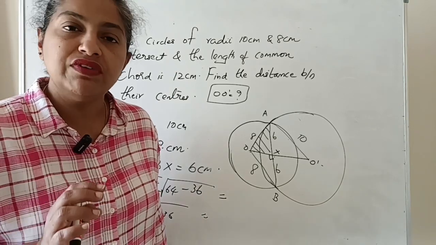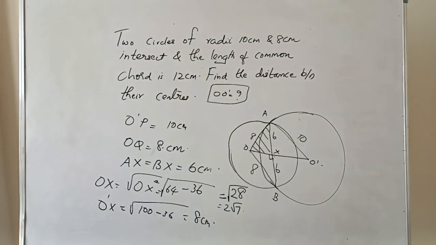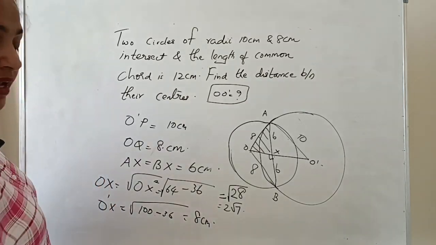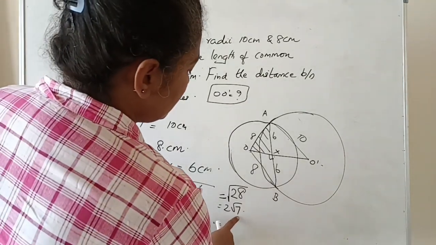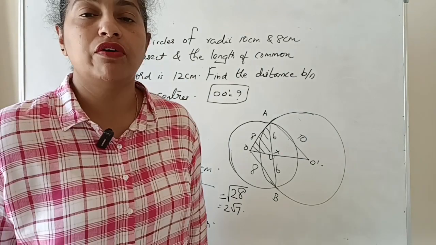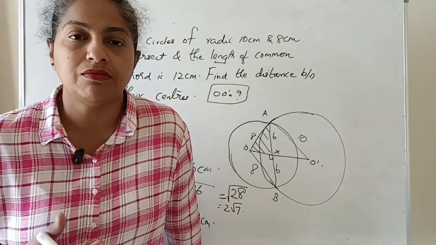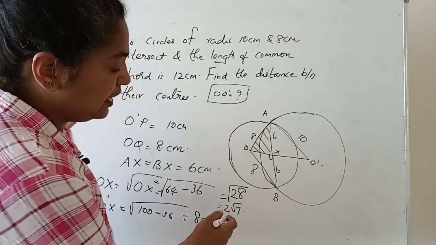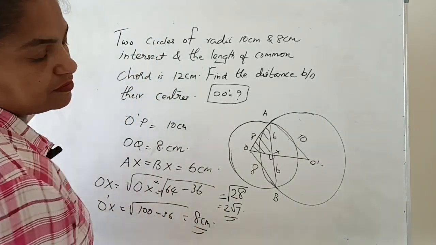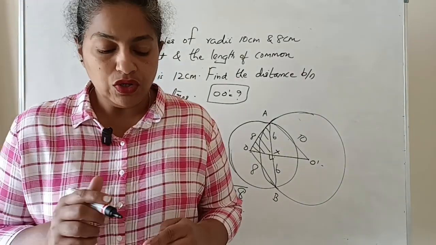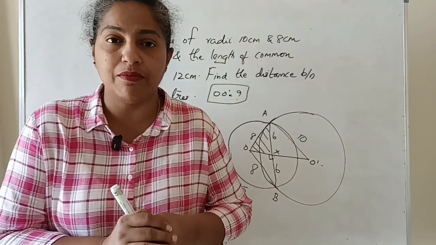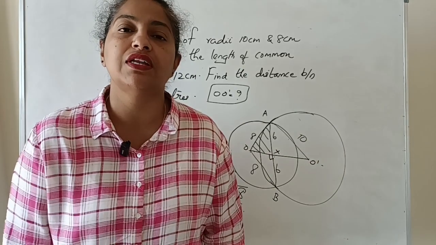So let us see what value we are getting. After solving, I am getting the value of OX as 2 root 7 and the value of O dash X as 8 centimeters. Because there is a radical involved over here, let us assume that they will give you the value of root 7. So you can multiply and get a decimal value and you can add up this and this. Okay, so part 2 of circles, I am stopping it for the time being.